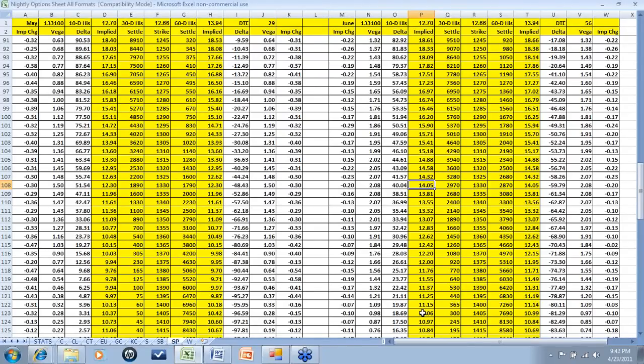So, for example, let's say we look at the price of, well, we're trading 1330. So we've got the 1400 calls settled at 365, and the 1400 puts settled at 920. Okay, that is a difference.